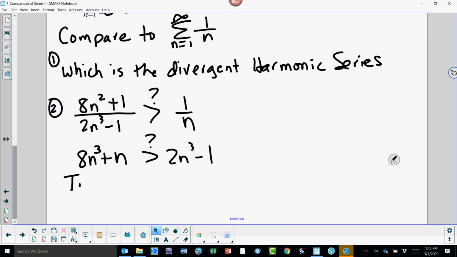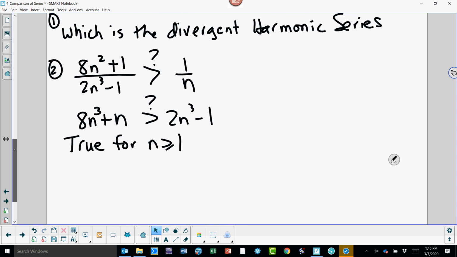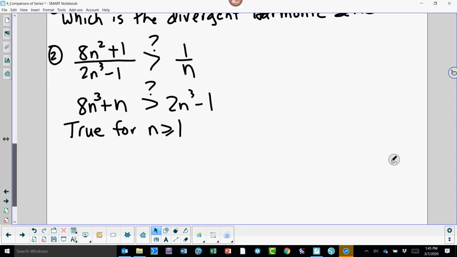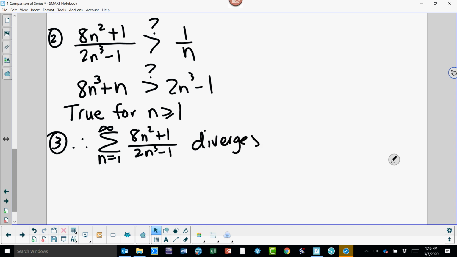So clearly this is true. This inequality is true for n greater than or equal to 1. So I've now proven that my inequality is true. I'm comparing it to a divergent series with the correct inequality. Therefore, my original series, which again, always write out the whole entire thing, diverges, because they do the same thing, diverges also by direct comparison test.